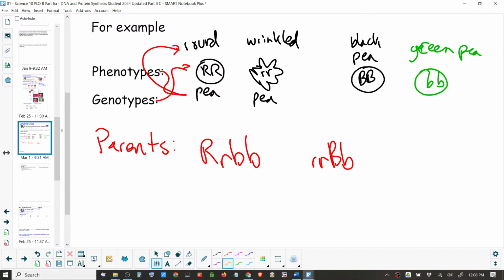Phenotype. So, what is lowercase r, lowercase r? Wrinkled pea. So it is wrinkled. And what color is it with a capital B, lowercase b? No, this is regular dominant recessive. No incomplete, no co. So if it has a capital B, it is black. So this is a black wrinkled pea.